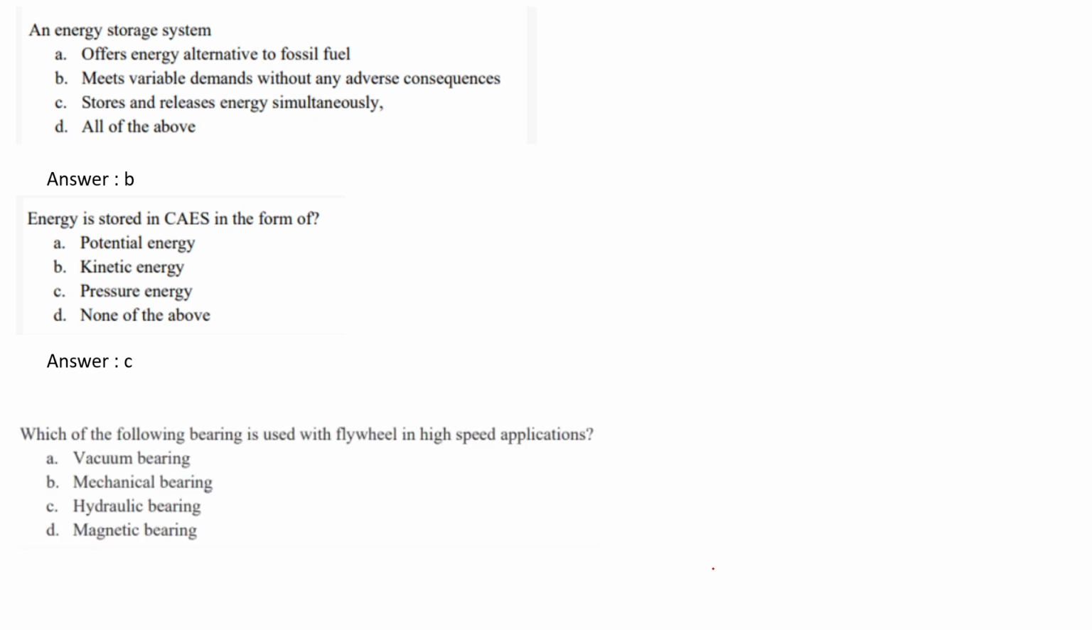Okay, now the fourth one: which of the following bearings is used with a flywheel in high speed applications? Options are vacuum bearing, mechanical bearing, hydraulic bearing, and magnetic bearing. So the answer will be option D. Option D will be magnetic bearing. So that will be the answer.